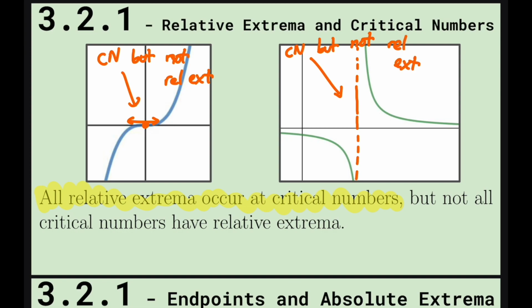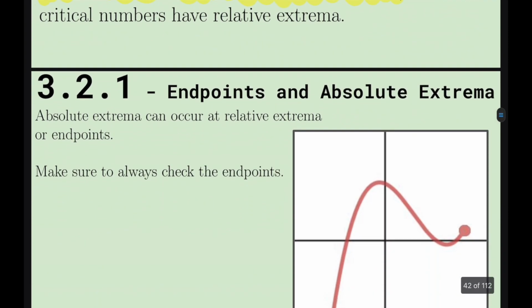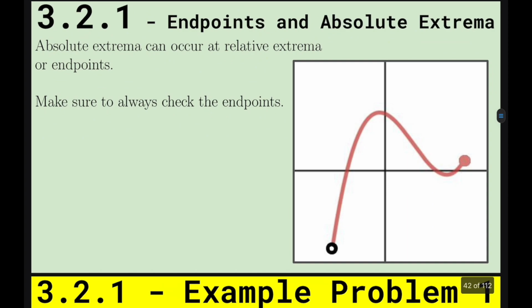Just because you find a critical number does not mean there is a relative extrema. You have to check. I'm going to talk about that again when we do example problems, but it is important to understand that all relative extrema have critical numbers, because you can't make a hill or a valley without it. But sometimes critical numbers end up being false positives, and there's not actually any extrema there. So make sure you check. It'll make more sense when we do examples. 3, 2, 1, endpoints and absolute extrema.